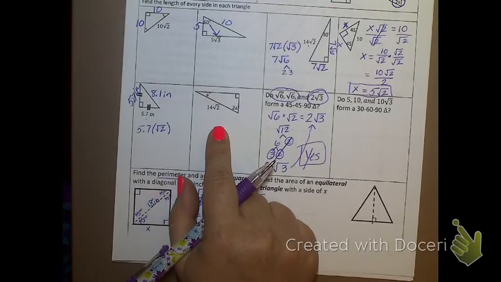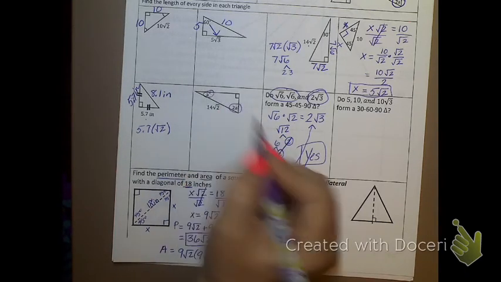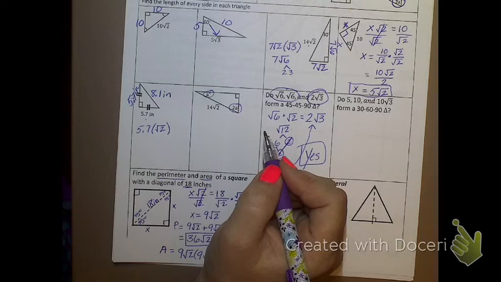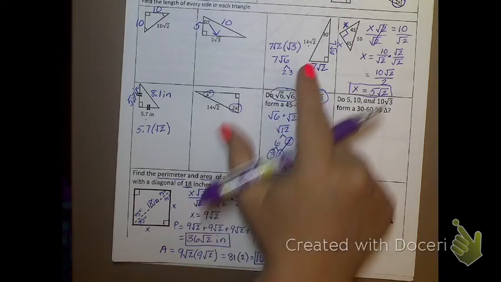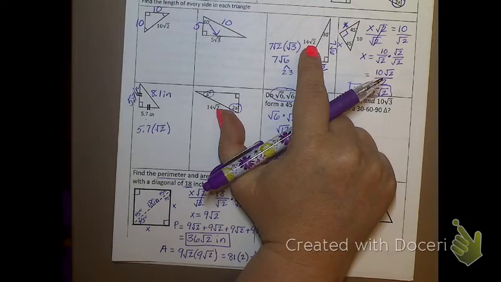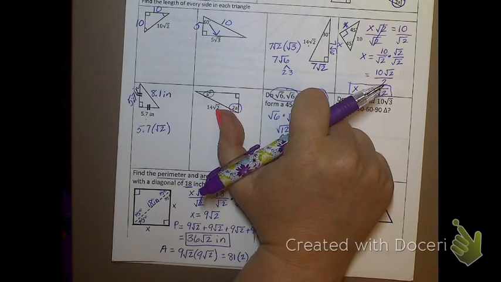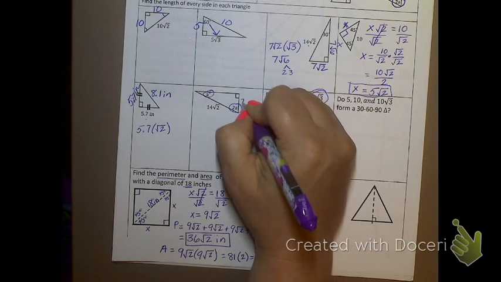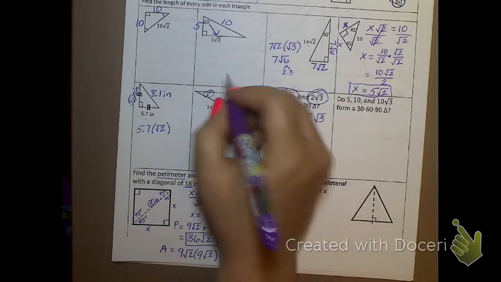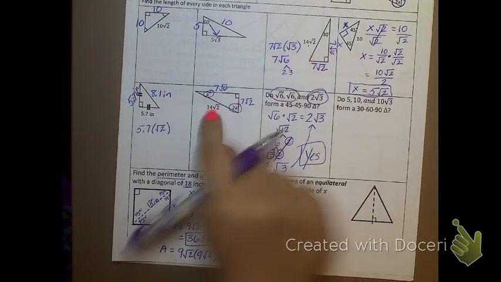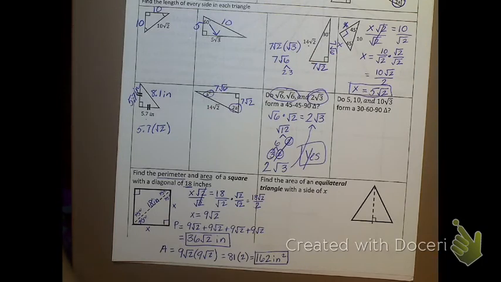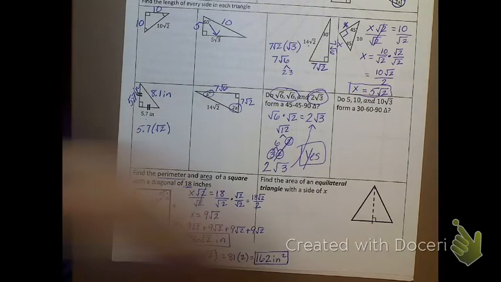All right, this problem right here, what do you notice about this problem? They're telling me it's a 30, 60 this way, but what else do you notice? It's the exact same problem as the last one. Do you see that? They're giving me a hypotenuse of 14 radical 2. The only difference is this triangle's laying down. So it's the exact same problem. I think we notice that every year and we always forget to change it. So this would be 7 radical 2. This would be 7 radical 6. Same exact problem. Okay? All right. Next one.